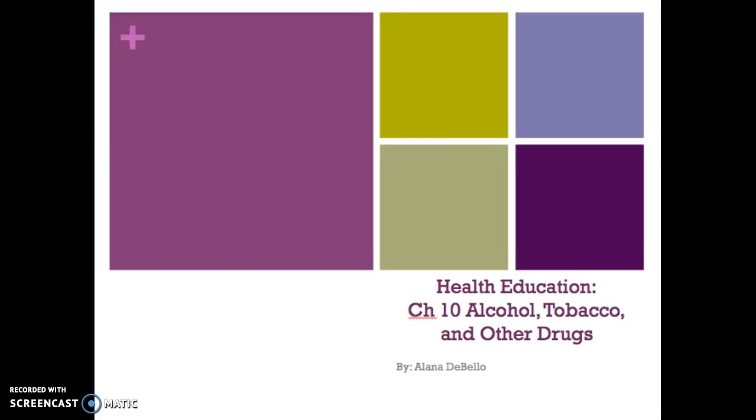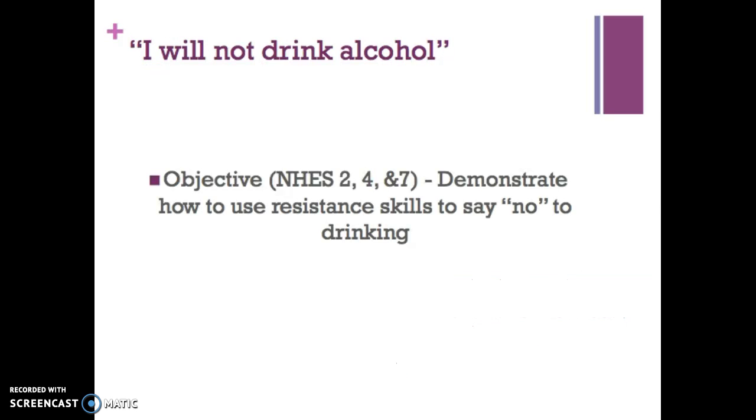The chapter that me and my group have been working with is chapter 10, called Alcohol, Tobacco, and Other Drugs. So the standard I will be working with is NHES 2, 4, and 7, and the title for the standard is I Will Not Drink Alcohol, and the objective is demonstrate how to use resistance skills to say no to drinking.